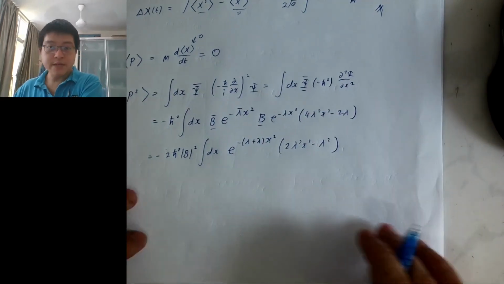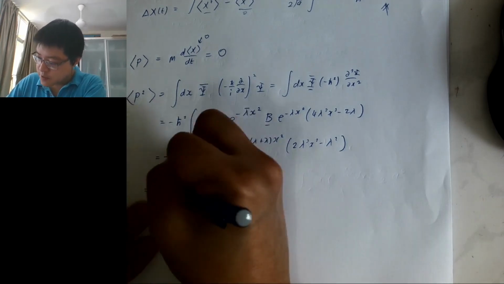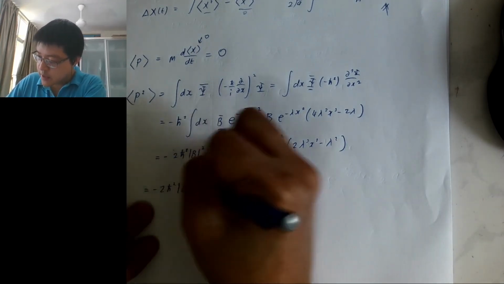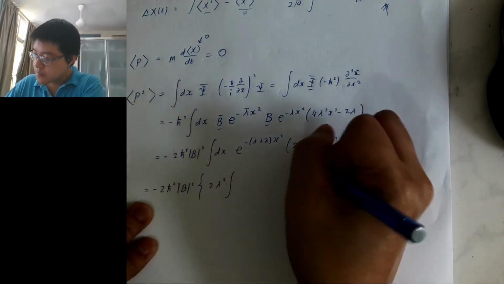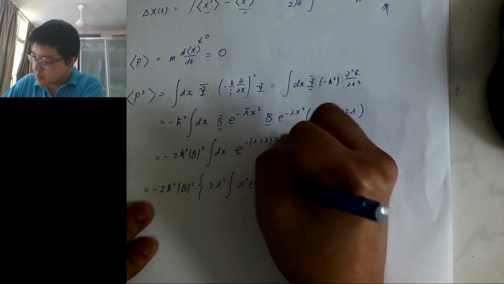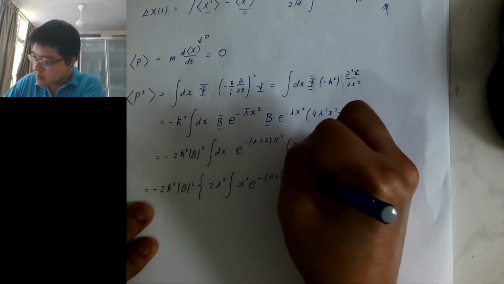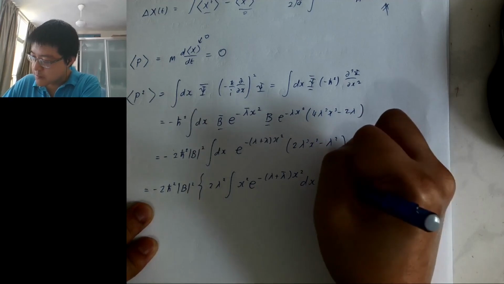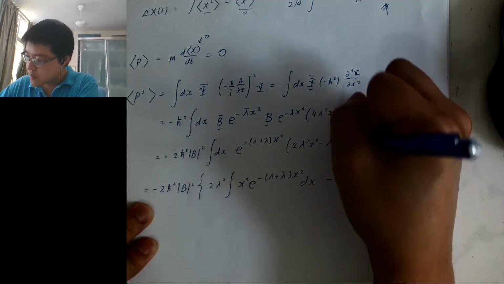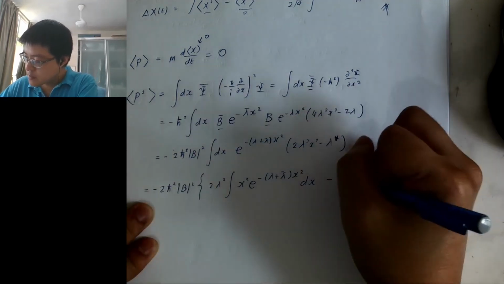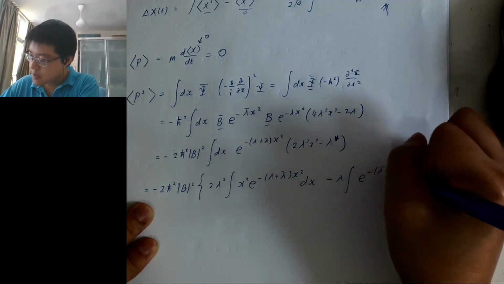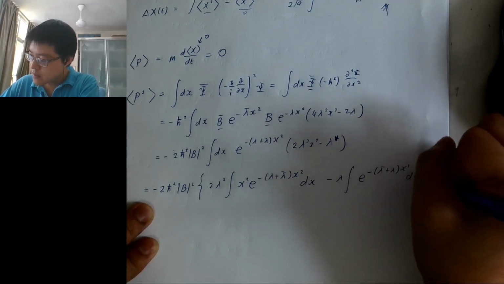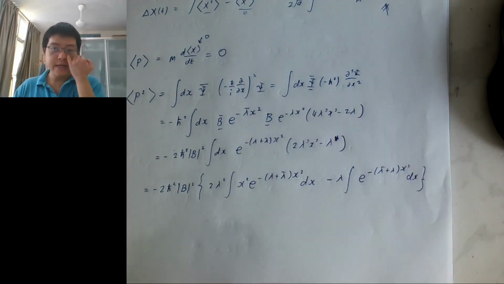So let us split out the integrations. 2 h bar squared b squared. The first term is 2 lambda squared integral x squared e to the minus lambda plus lambda bar x squared with respect to dx, minus, wait, this lambda power 1. So this lambda power 1, just e to the minus lambda bar plus lambda x squared. Integrate this with respect to dx.